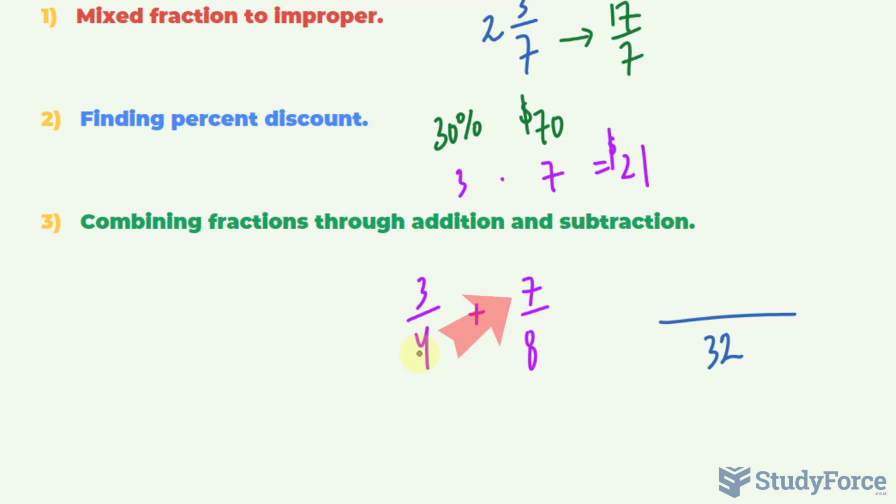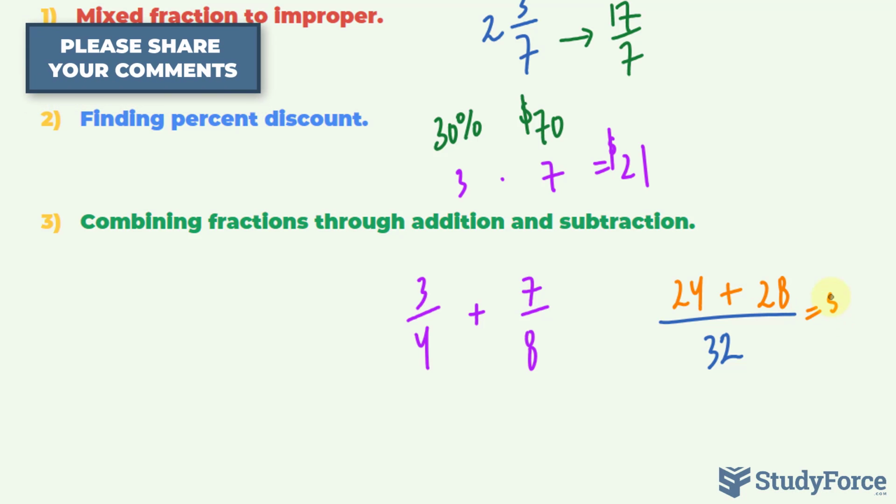4 times 7 is 28. And since 7 is over here, you put the 28 right there. 8 times 3 is equal to 24. And you put the 24 right there. And since they're being separated by a plus, you place that in between. 24 plus 28 is equal to 52. 52 over 32 is your answer.